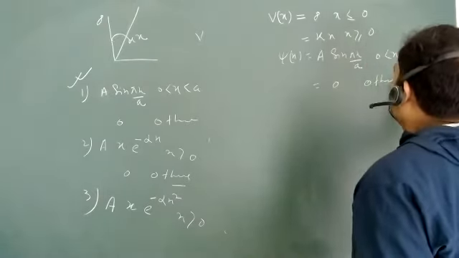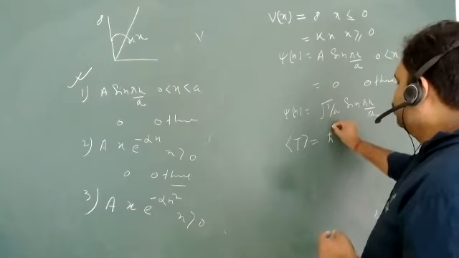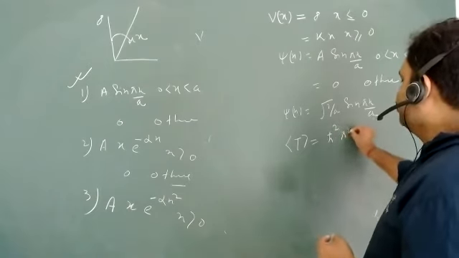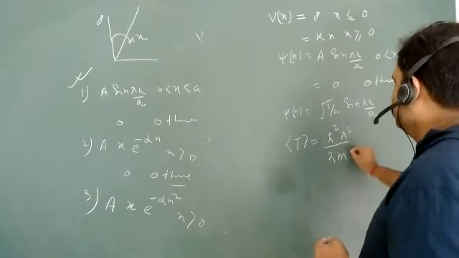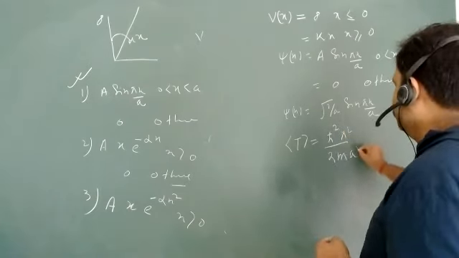What will be your expectation value of kinetic energy? निकालना पड़ेगा क्या? What will be this value? ħ square pi square upon 2m a square. This is your kinetic energy. Now we have to calculate the potential energy. So let's go for potential energy.